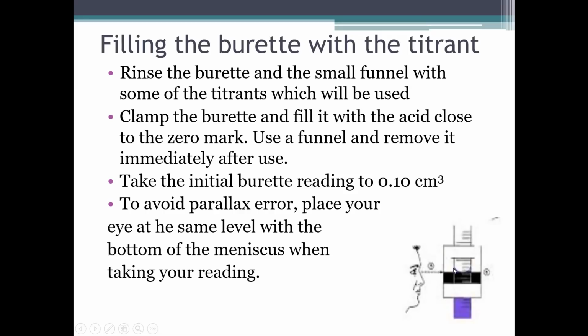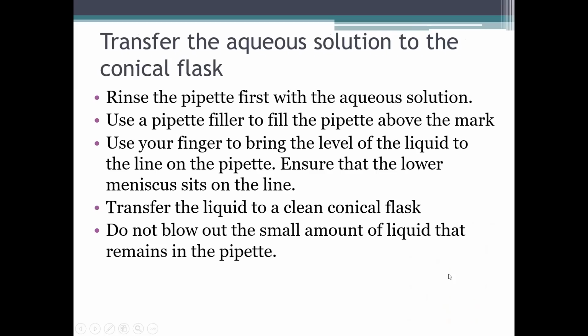And to avoid error due to parallax, you place your eye at the right level. So if you are short, you can climb the stool and make sure that you have your eye at the same level as the lower meniscus when taking your reading. As you can see, the person is looking at the lower meniscus in the picture below.